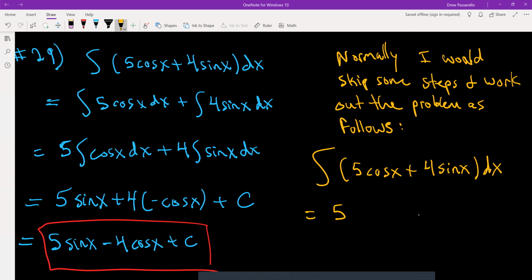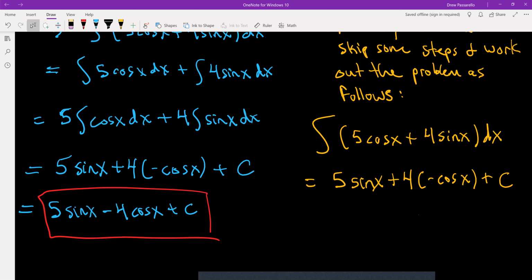And we just saw that when we integrate cosine, we get sine. So this would be 5 sine x. And then for integrating 4 sine x, we factor out the 4 and focus on integrating sine. And when you integrate sine, you get negative cosine. So you see I skipped some in-between steps, and that gives me my answer, 5 sine x minus 4 cosine x. This is how I normally will do it.